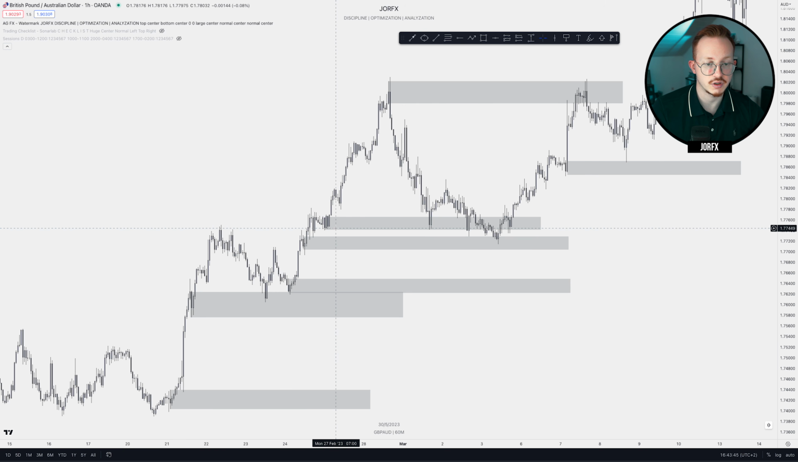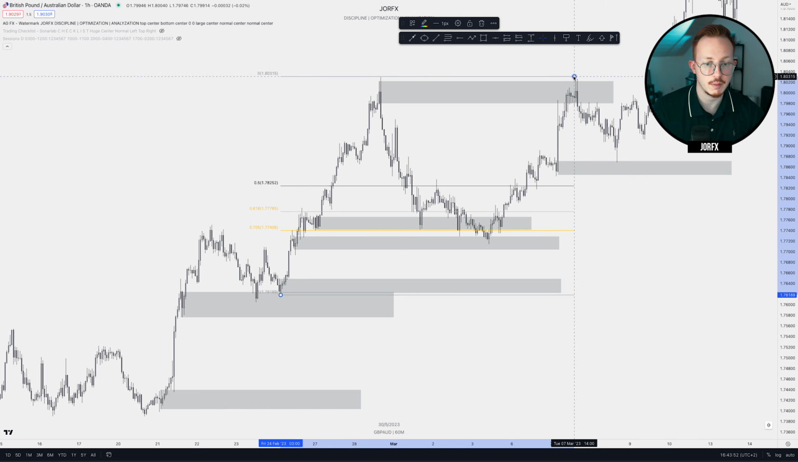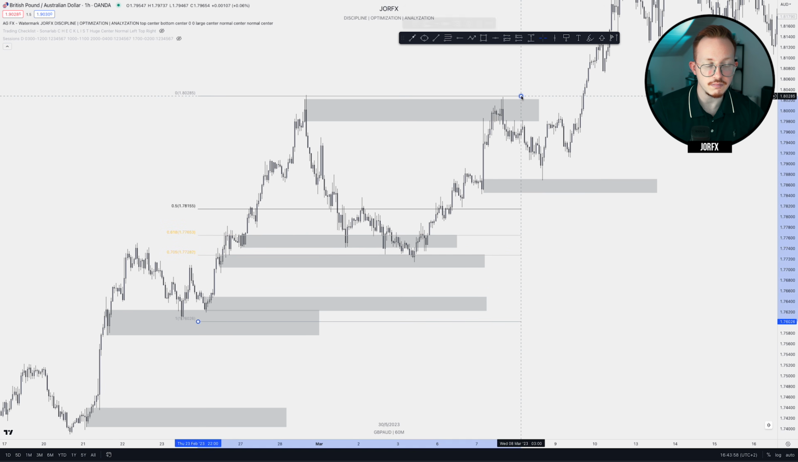We have this zone, we have this zone, and we have this zone. We take our Fib tool, low of the move to the top of the move. By the way, this is the low of the move. Yes, low of the move to the top of the move. And then we can see everything underneath the 61.8. So this leaves us with 1, 2, 3 options.